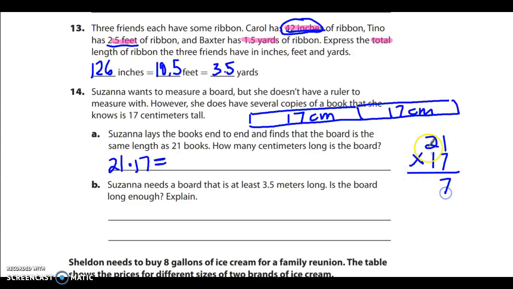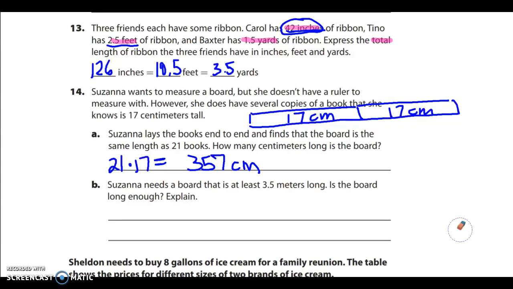7 times 1 is 7. 7 times 2 is 14. 1 times 1 is 1. 1 times 2 is 2. 7, 5, 3. I'm going to get 357 centimeters.